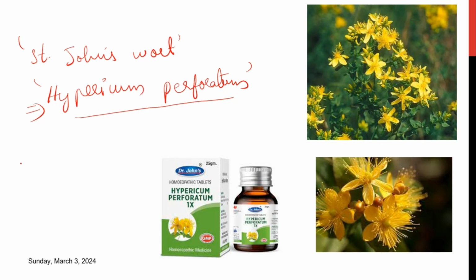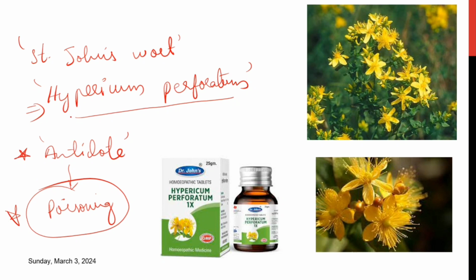Since ancient times, this plant was used for so many purposes. Initially, in olden days, it was used for different conditions. Particularly, it was used as an antidote for different poisoning conditions. In the majority of poisoning conditions, this Saint John's wort, Hypericum perforatum, was used. But later on, due to its lethal adverse effects and its different pharmacological actions, it was not used.